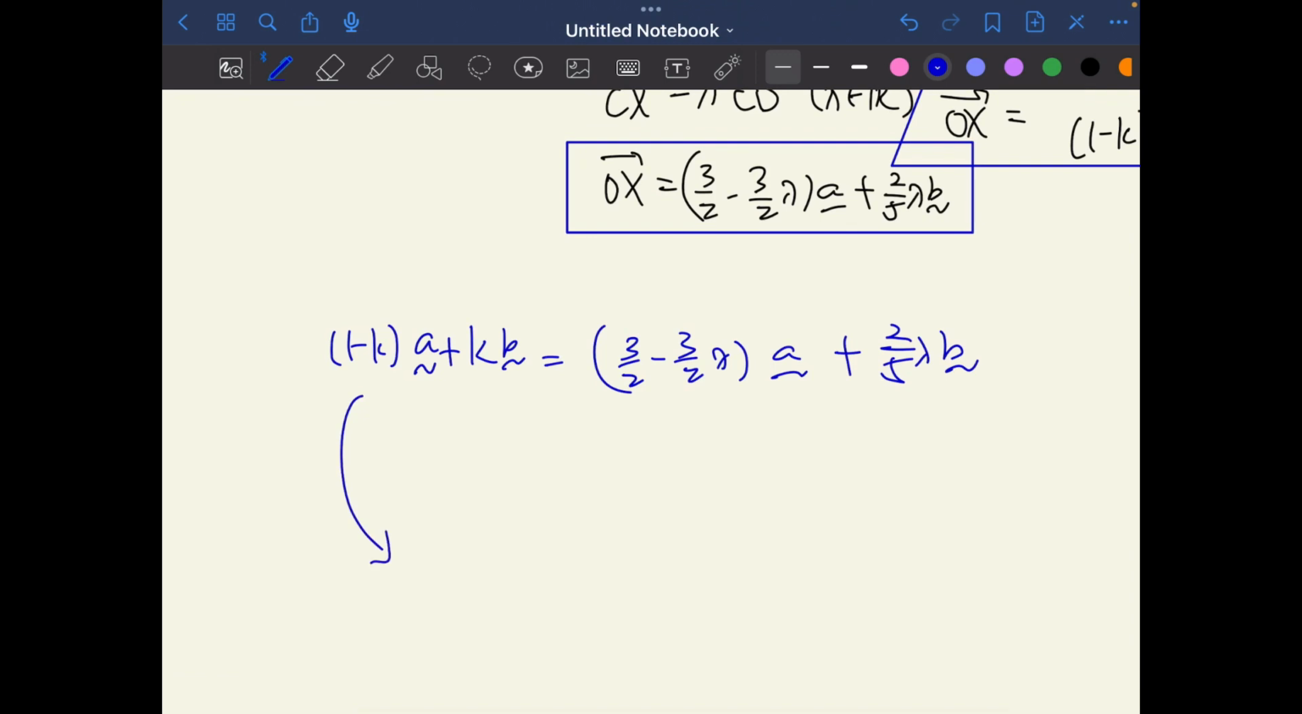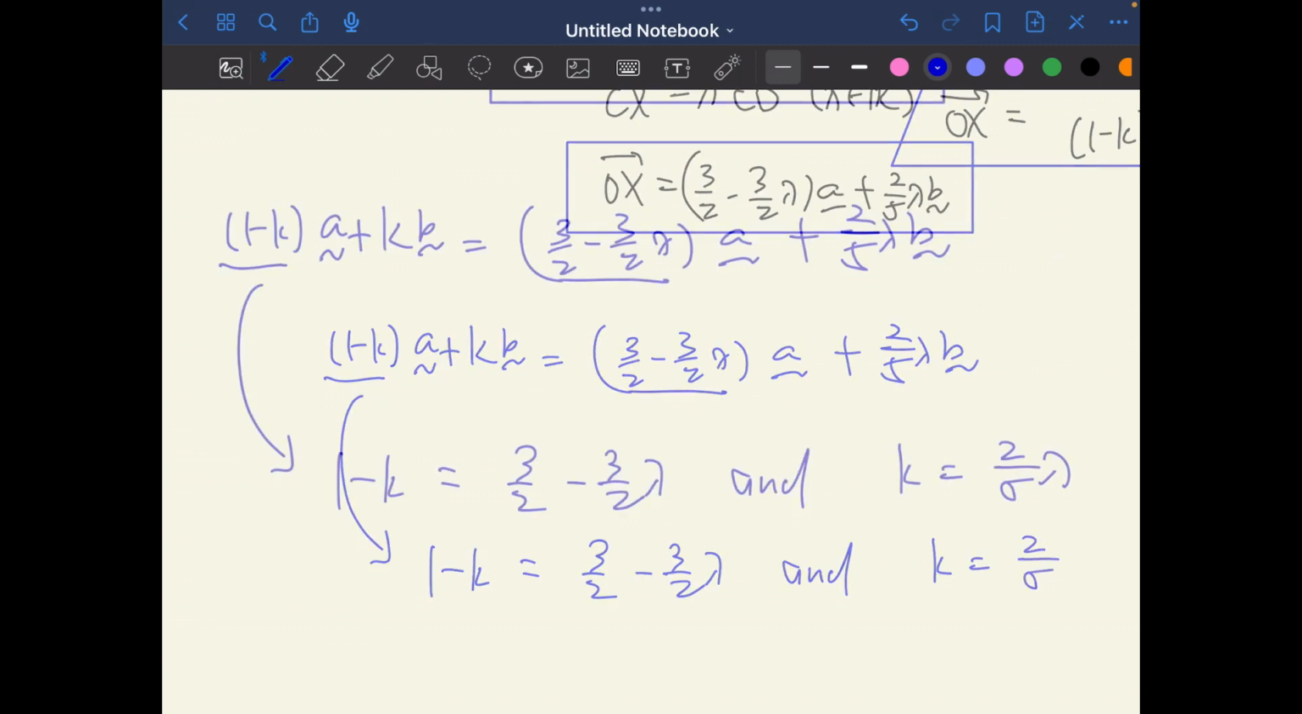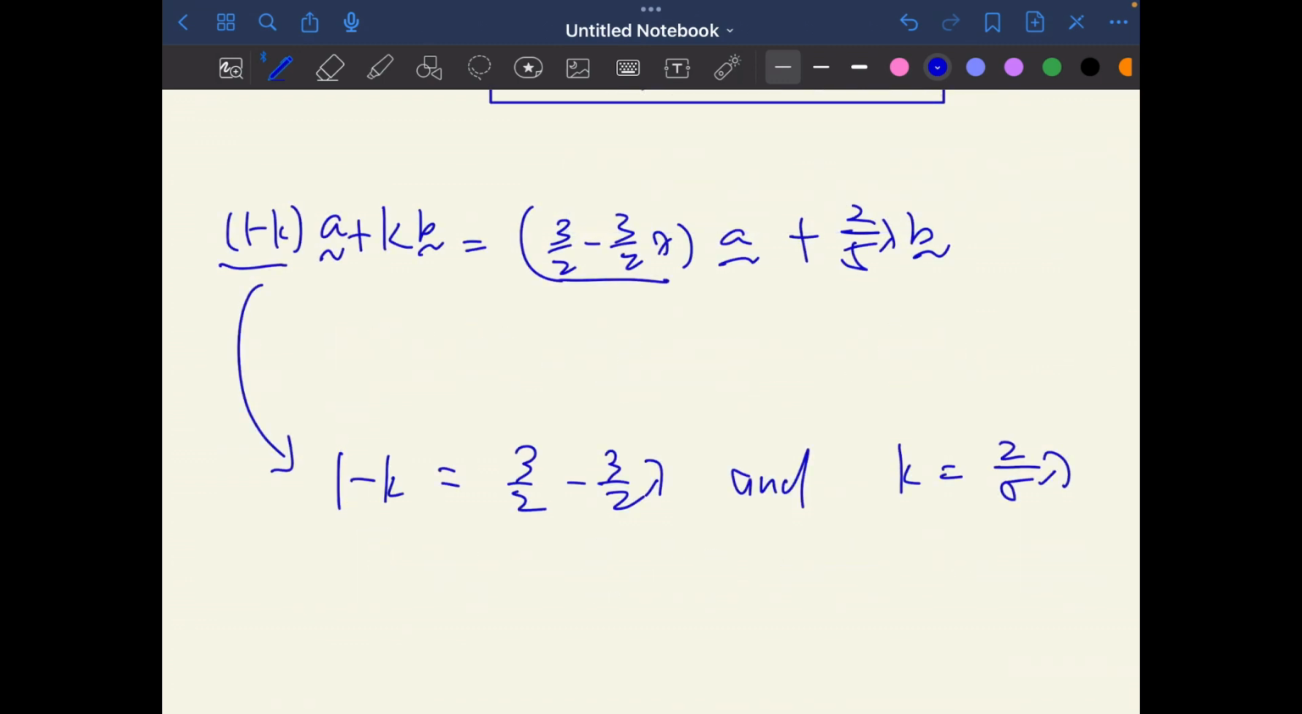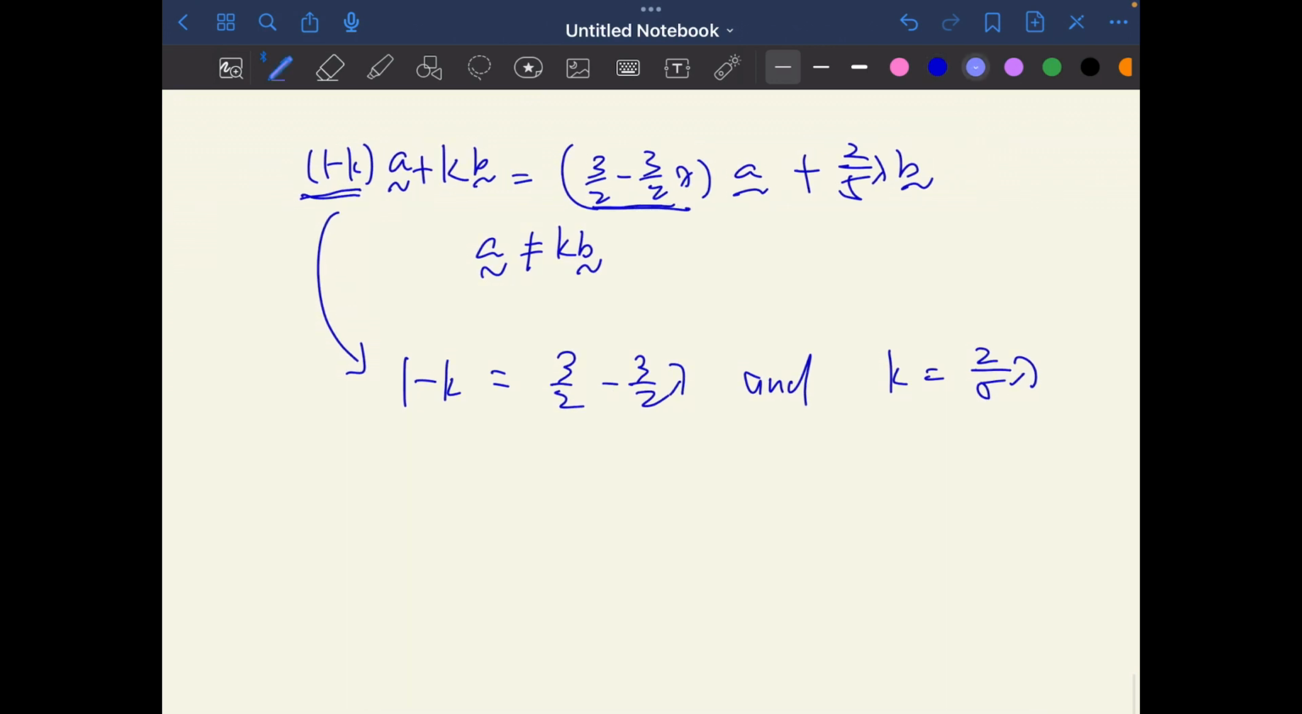So now you can compare the coefficients. Let's say 1 minus k equals 3/2 minus 3/2 lambda, and k equals 2/5. For comparing the coefficients to hold true, a must not be parallel to b. This is because, okay, let's move all the a terms to the left hand side.